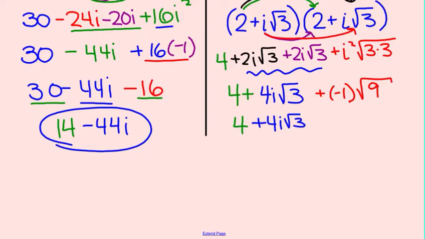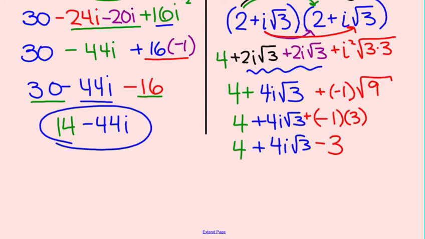I'm going to leave the green and the blue alone for now. And I'm going to take the square root of 9. The square root of 9 is 3. So I'm going to multiply these two pieces together. Negative 1, positive 3 is negative 3. And then the green and the blue stay as they are. And now I combine like terms again. 4 minus 3 is 1, plus 4i square root of 3.